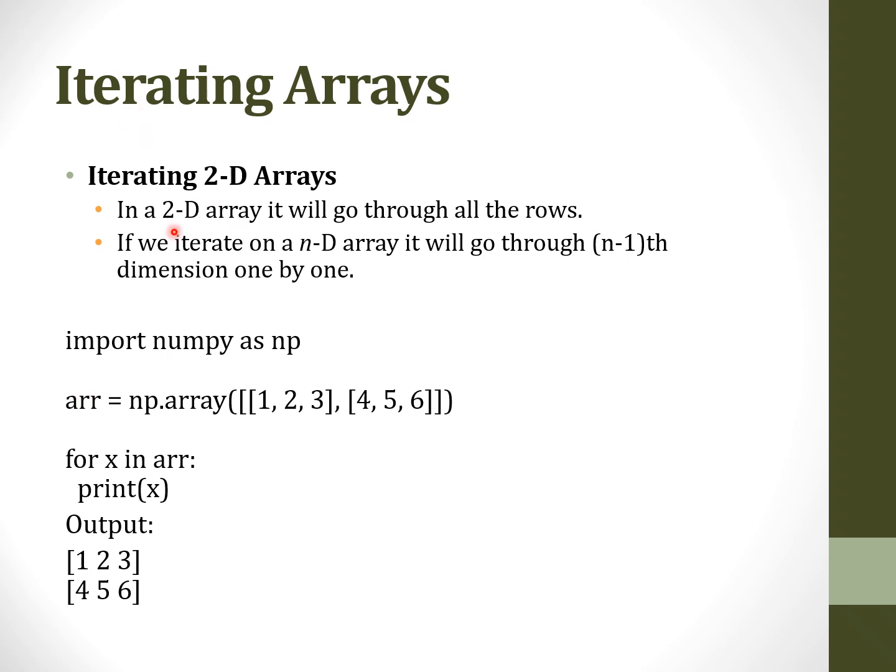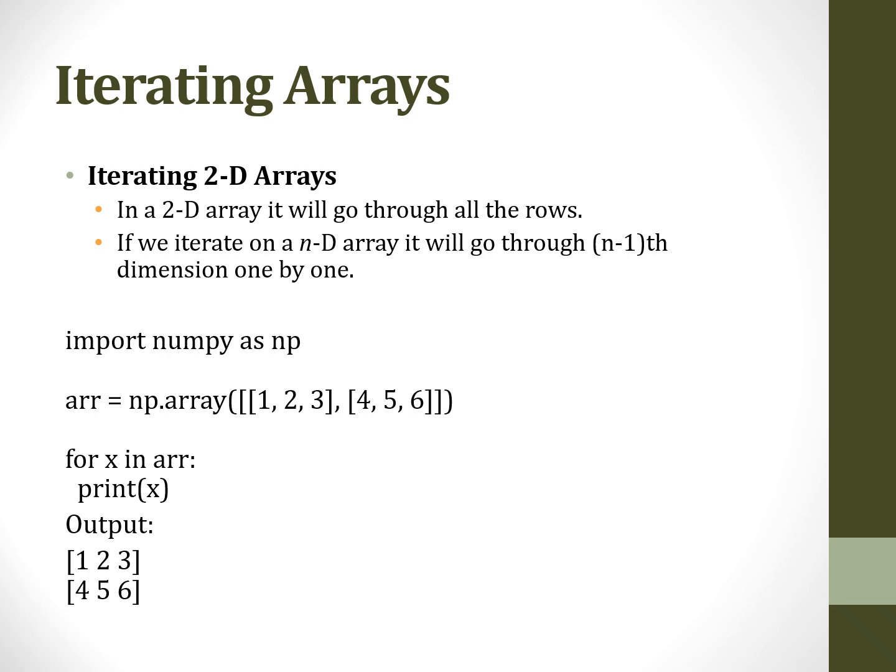So next is iterating two-dimensional arrays. If we want to iterate a two-dimensional array, it will actually go through all the rows. In general, if we iterate on an n-dimensional array, it will go through the n minus 1 dimension one by one. So see, if we give arr equal to np.array of 1, 2, 3, 4, 5, 6 as two rows, and then for x in array print x, what happens here? All the rows will be gone through and printed like this. So 1, 2, 3 is printed and 4, 5, 6 will be printed.